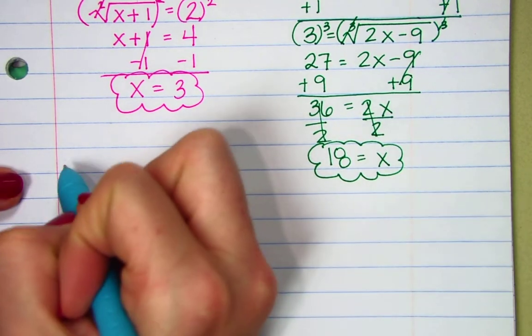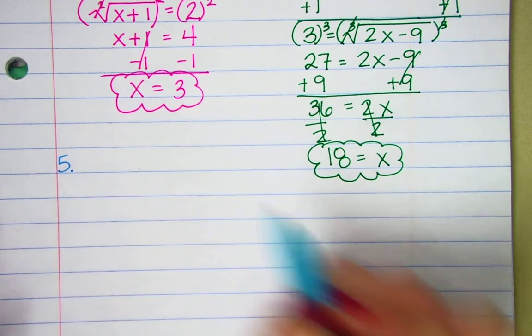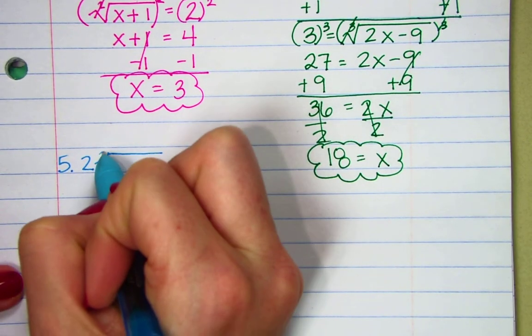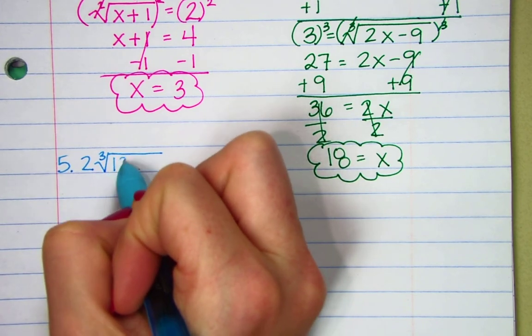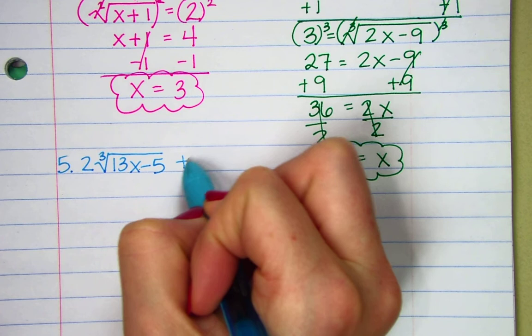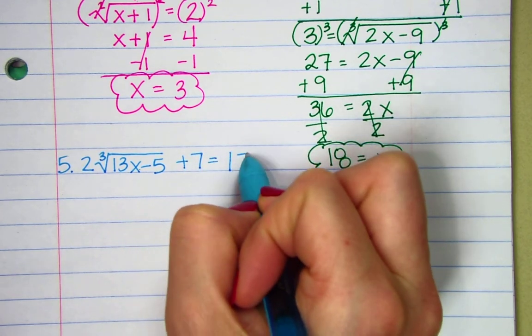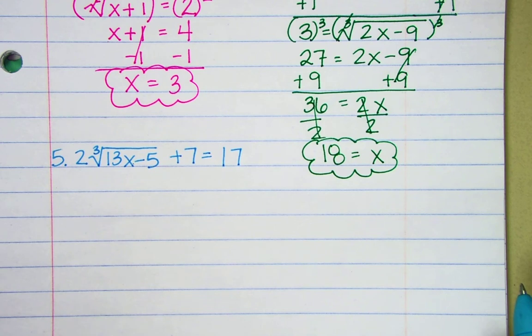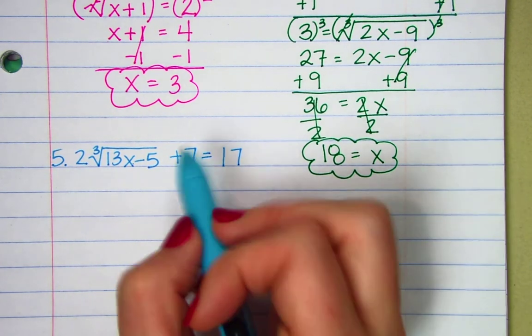Okay, number 5 is 2 times the cube root of 13x minus 5 plus 7 equals 17. 2 times the cube root of 13x minus 5 plus 7 equals 17.